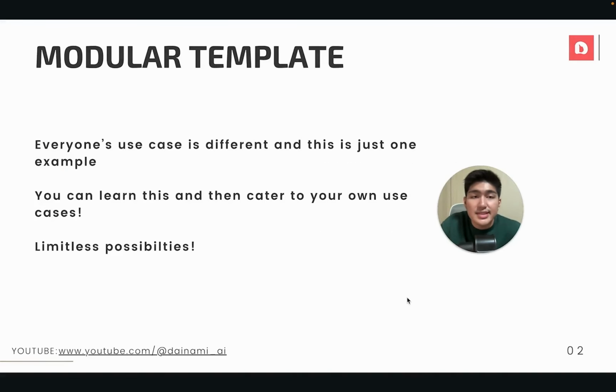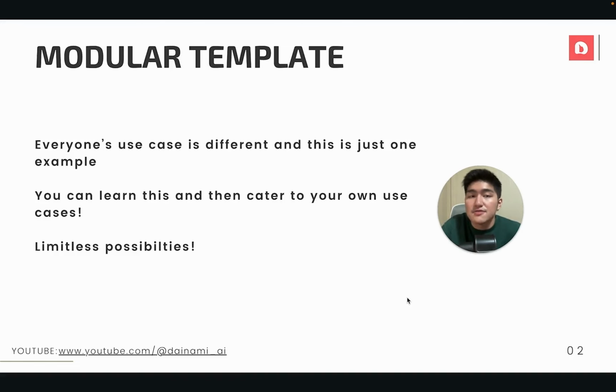And so once again, before we get right into it, just know that this is a modular template. Just like Lego blocks, everyone's use cases are different, and this is just one example of what you can do with AI automations today right now. You can learn this workflow and then cater it to your own use cases, and there are limitless possibilities right here. So you can take what I share later on as a template and use it in your own specific manner, and that way it will be the most effective, catered to your industry or your specific use cases.